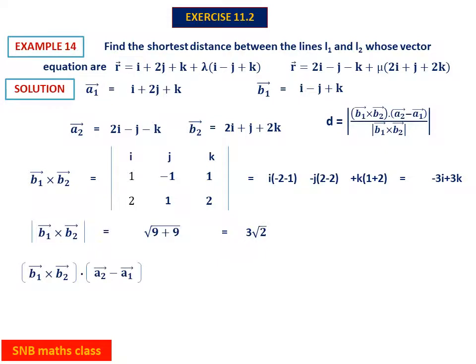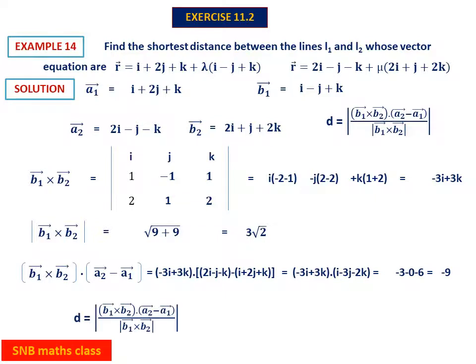Next, what you have to calculate is B1 cross B2 dot A2 minus A1. So let us do it. B1 cross B2 you know already, it is minus 3i plus 3k. Then A2 minus A1, I have written here: 2i minus j minus k minus (i plus 2j plus k). Simplify further, you get minus 3i plus 3k dot (i minus 3j minus 2k). Simplifying the dot product, this will be minus 3 minus 0 minus 6, that is minus 9.